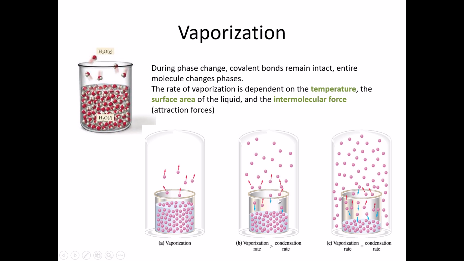In the second picture, we also see some of those gas molecules condensing back down into the liquid phase. So when this happens, we have molecules being vaporized as well as being recondensed. In this case, in picture B, the vaporization rate is still greater than condensation rate, so we have an increase in vapor pressure. Eventually, though, as more vapor is released, the condensation rate will begin to equal the vaporization rate.